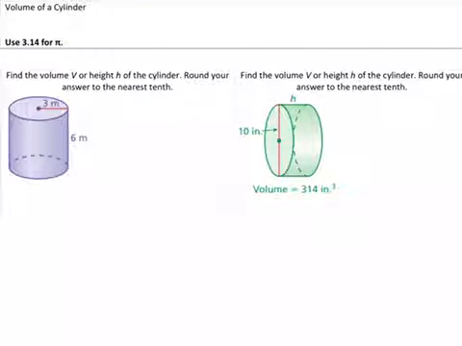Today you guys are going to learn how to find the volume of a cylinder. So let's go ahead and start with our equation that we should know. Our equation for the volume of a cylinder is the volume is equal to pi r squared times height.